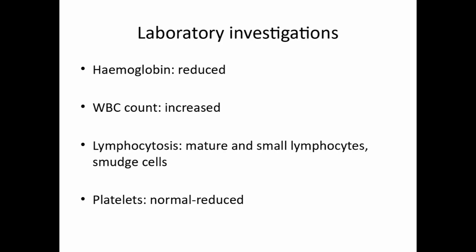When the patient is investigated, hemoglobin is generally reduced, WBC count obviously is increased, lymphocytosis is there, that is increase in the number of lymphocytes. These are mature and small lymphocytes, and smudge cells also will be there. The number of lymphoblasts, if present, will be less than 20%. Platelets may be normal or they may be reduced.